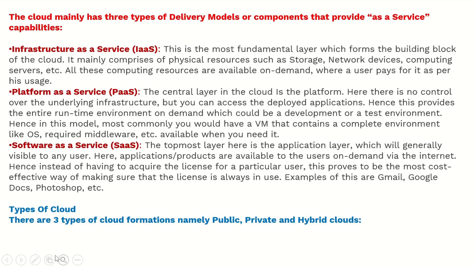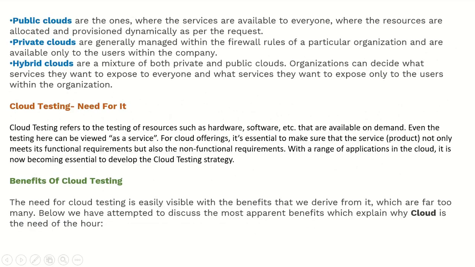Okay. So then comes types of cloud. There are three types of cloud formations, namely public, private, and hybrid clouds. So what is a public cloud then? Public clouds are ones where the services are available to everyone, where the resources are allocated and provisioned dynamically as per request. Okay.